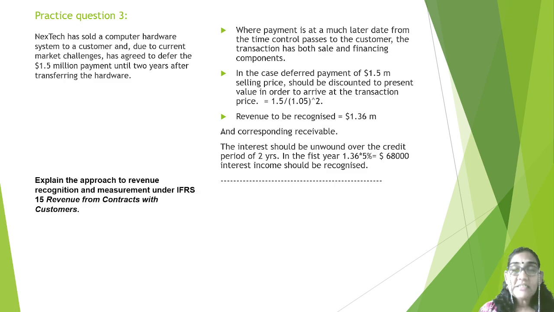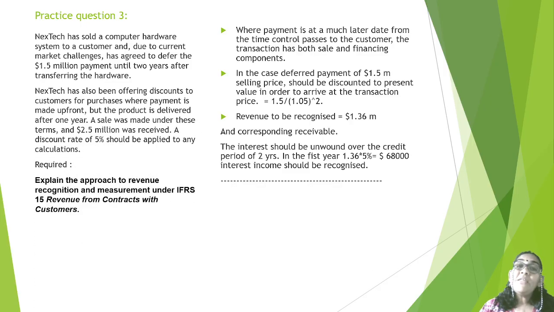So in the first year, the interest that you will recover and will be shown as interest income would be 1.36 million into 5%, that is 68,000 should be recognized as interest income. The second part of the question is, Nextech has also been offering discounts to customers for purchases where payment is made upfront, but the product is delivered after 1 year.